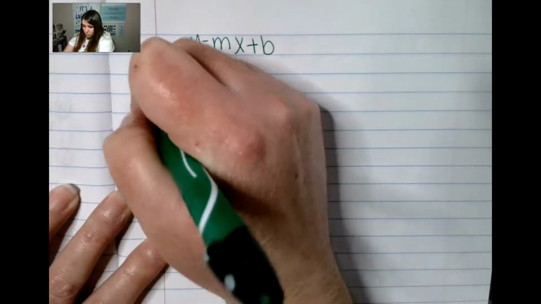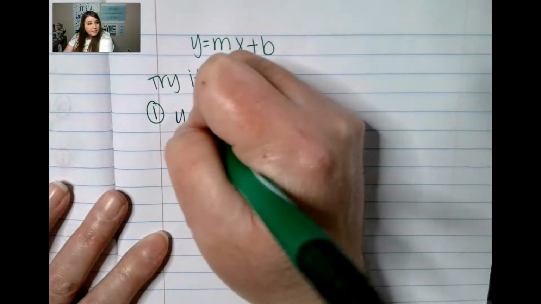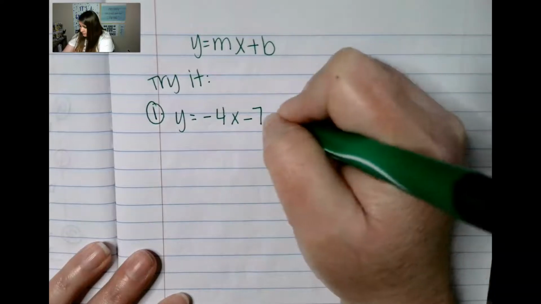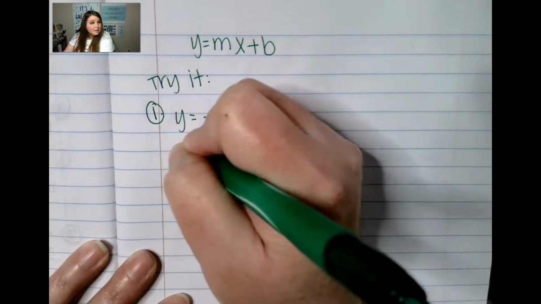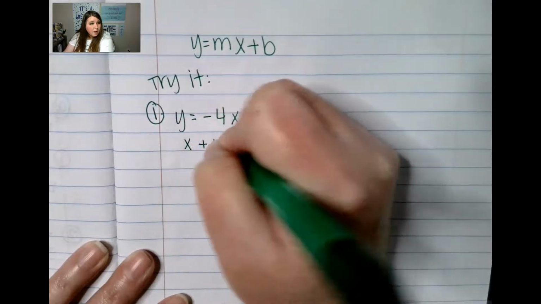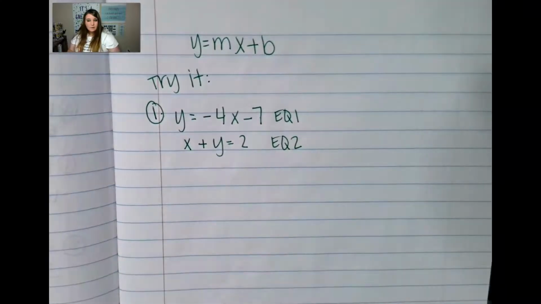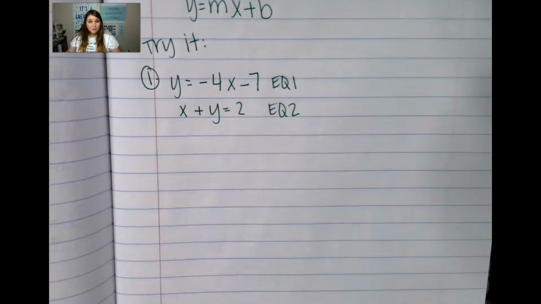Try it number 1. It says y equals negative 4x minus 7. That's equation 1. And the second equation is x plus y equals 2. That is equation 2. All right, so your job right now is to graph these, find the solution, and then come back when you are done and check your understanding.